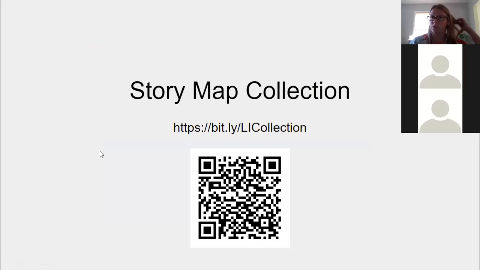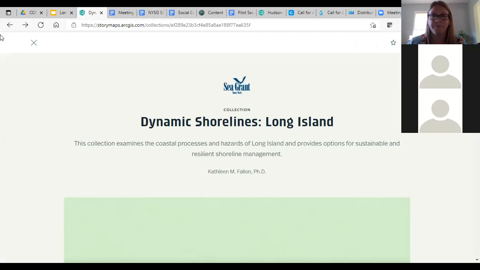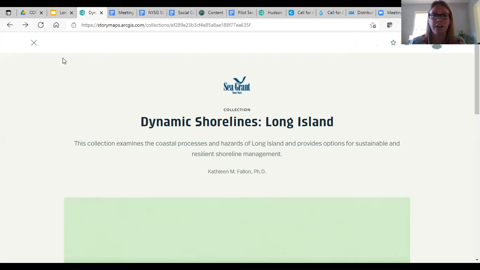So now I will go through the story map collection. Jess is able to put the link into the chat, so you're able to open it and look on with me. This is a QR code, like I mentioned, the one on the postcard. If you wanted to use your phone, you can put your phone up to that and pull it up that way. So I'm just going to switch my screens really quickly. Now you are seeing the landing page of the story map collection.